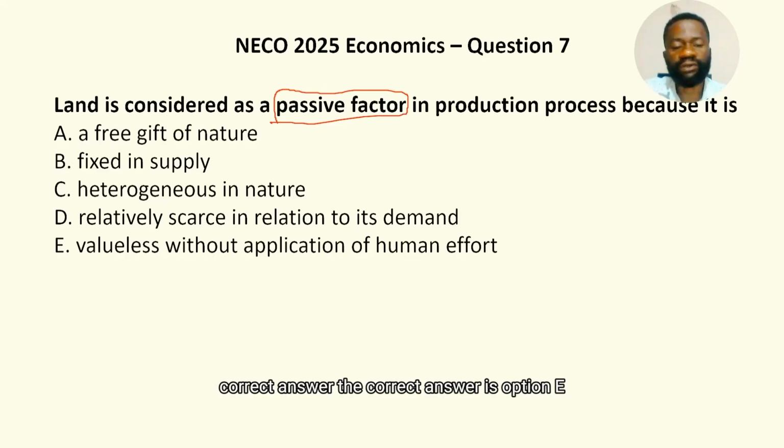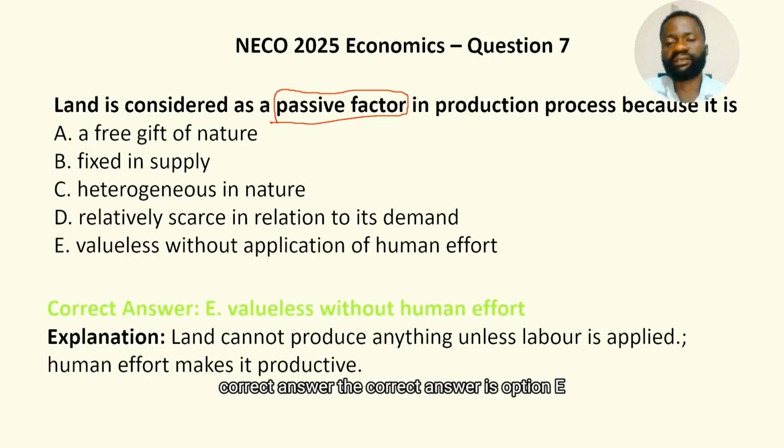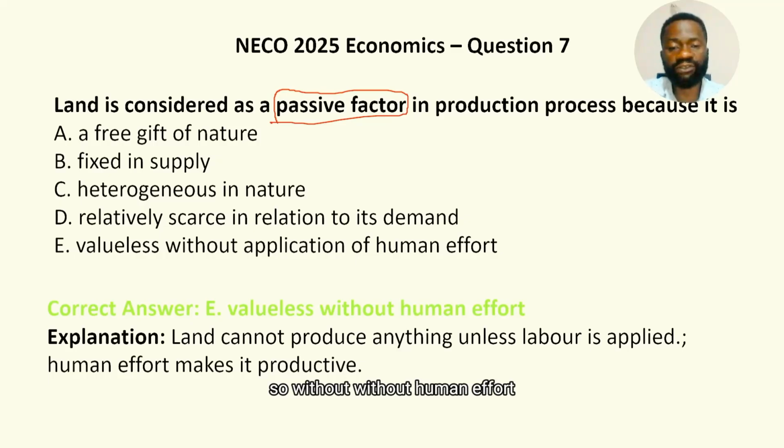So, what's the correct answer? The correct answer is option E, valueless without application of human effort. So, land cannot produce anything unless labor is applied. Human effort makes it productive. Without human effort, land cannot be productive on its own. Okay.